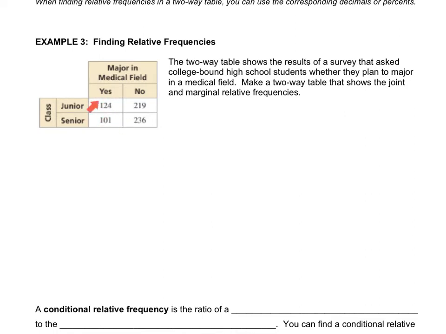Is 124 juniors saying yes a lot of people compared to all the other people, like the seniors and the people who said no? How does that 124 compare to the other values? That's what we're talking about when we talk about a relative frequency. How does it relate to the other numbers? So we're going to copy this format for a second, but the numbers inside are going to be different.